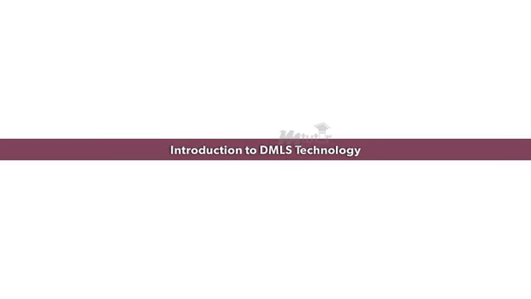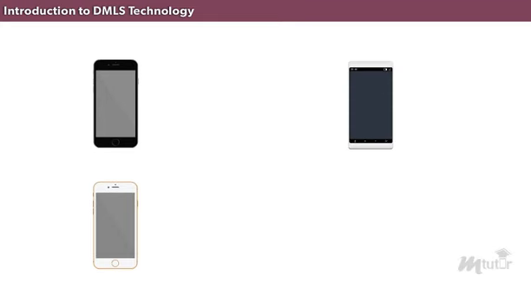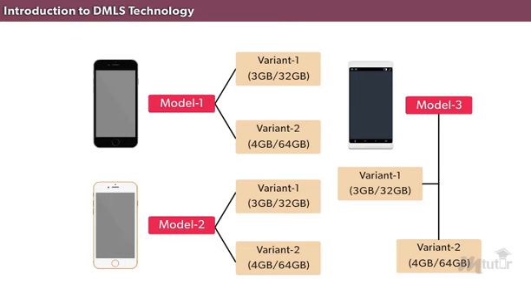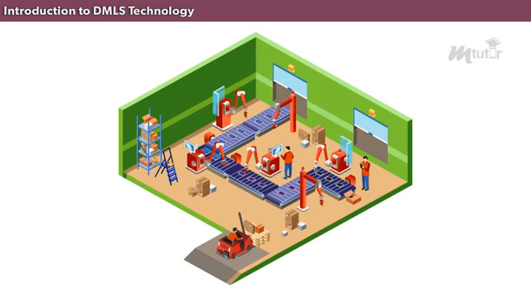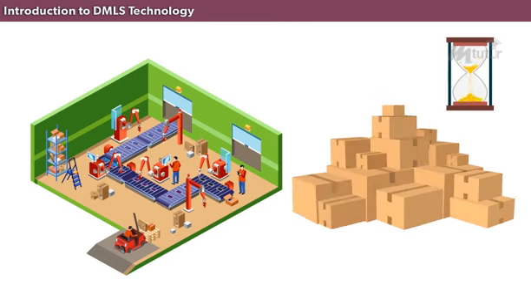Introduction to DMLS technology. Let us take the scenario of smartphone manufacturers. To sustain in the market, they must launch at least 2 variants for each model twice a year. Leaving aside the variant count, manufacturers must produce several units for each in a short span of time.